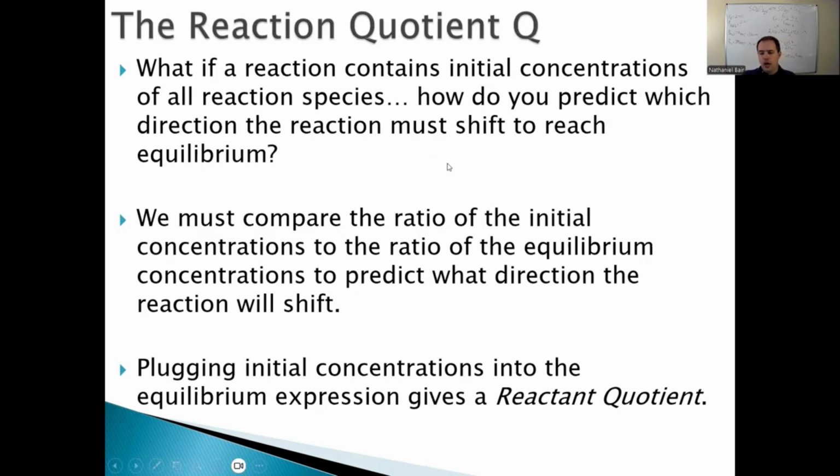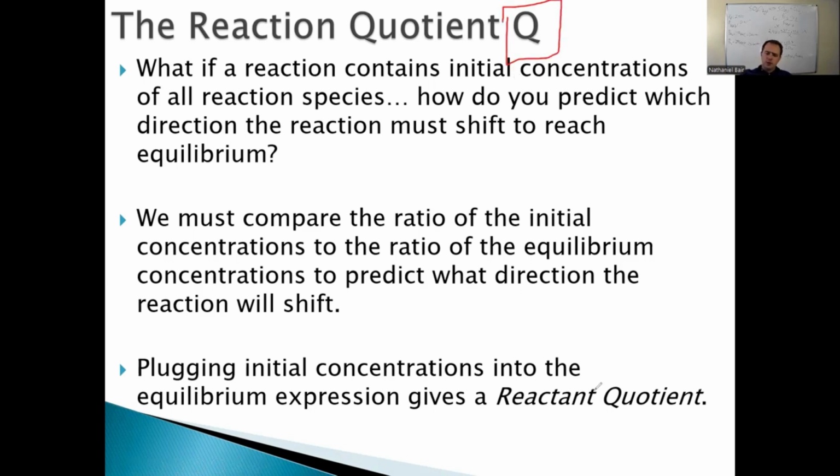If you have an initial concentration of everything, then how do you know what direction the reaction has to go to reach equilibrium? Well, the answer is if you have an initial concentration of everything, then you have to calculate what is called a reaction quotient. The reaction quotient is abbreviated with a capital letter Q.